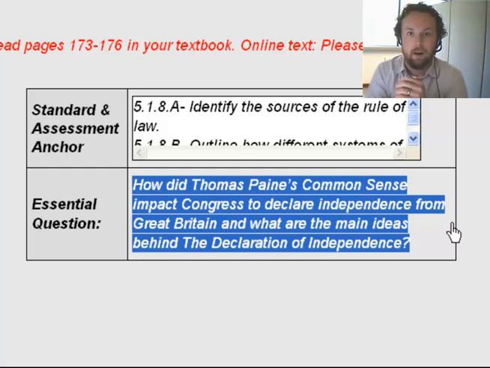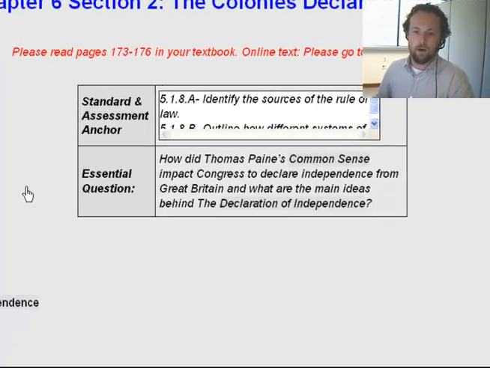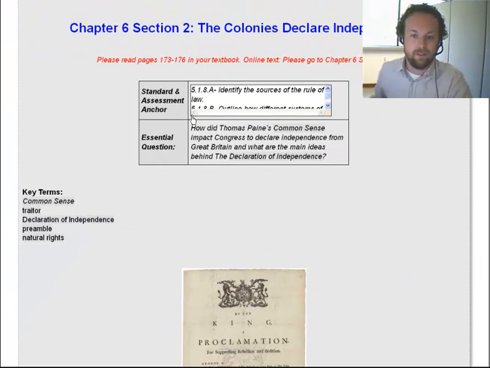First, we're going to be talking about an essay that was written by a man named Thomas Paine called Common Sense. And then we're going to look at how that, plus everything else that was going on, impacted the colonial Congress to ultimately declare independence from Great Britain. Now, this coincides with pages 173 to 176 in your textbook, so if you don't have it with you, you might want to use that to follow along.